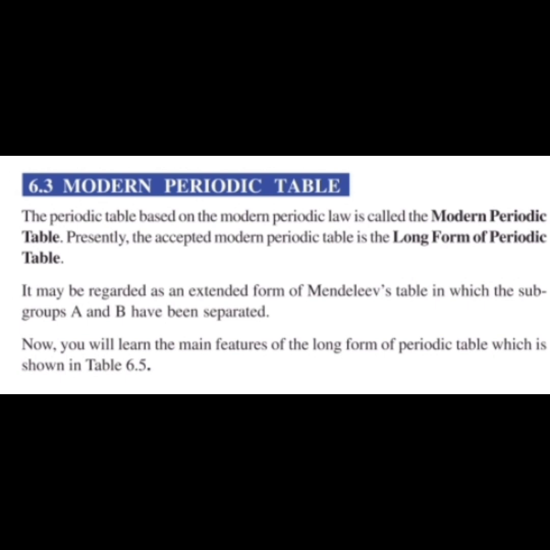It may be regarded as an extended form of Mendeleev's table in which the subgroups A and B have been separated. So in this periodic table you can find that group A and B have been separated, but this is the extension of Mendeleev's table. So in the table, it is the extension of Mendeleev's table that we are going to see. Here group A and group B have been separated. Now you will learn the main features of the long form of periodic table which is shown in 6.5.